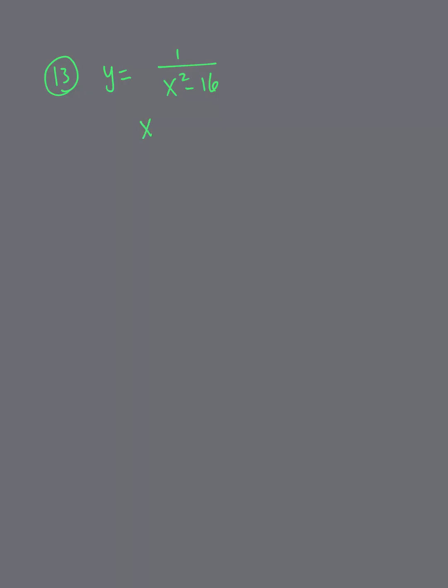One of the ways to make sure that you don't forget that you do have two solutions here is to factor. This is a difference of two squares, so you can factor x minus 4 times x plus 4. And then you can get your two solutions, x equals positive 4 and x equals negative 4. Now you know that for your domain, x cannot equal negative 4 or 4. So go ahead and pause the video and write that in interval notation and then check your work.